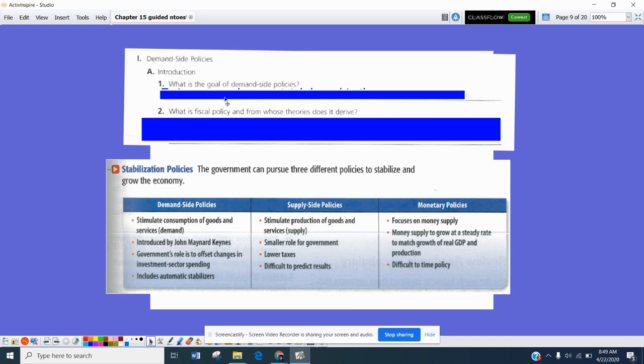So, demand side policies, this is the introduction on that. What is the goal of demand side policies? Part of that is to increase or decrease the total demand in the economy. This really goes back to a guy named John Maynard Keynes, who we're going to take a look at. The idea is so that you can stimulate consumption of goods and services. You're going to toy with that demand. And the government's role is going to be offsetting those changes in the investment sector and spending, also using some kind of automatic stabilizers as far as policy to make those things happen.